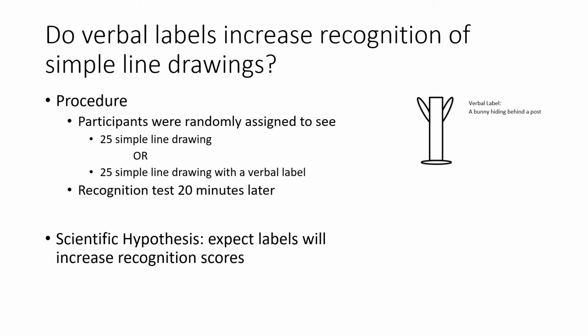The research question we're going to be using in this example is one on memory, and it's asking the question, does providing a verbal label for a simple line drawing increase people's ability to recognize that drawing, say, 20 minutes later? The procedure was we had participants who were randomly assigned to one of 2 conditions. One condition saw 25 line drawings, one at a time, like this one. And another condition saw the same line drawings, but also was given this verbal label.